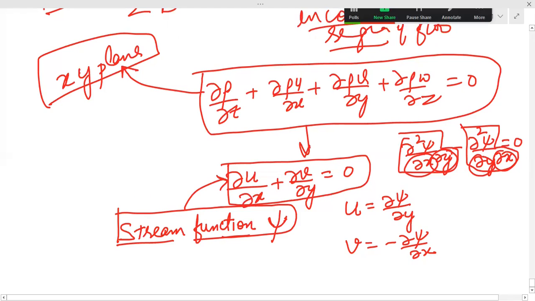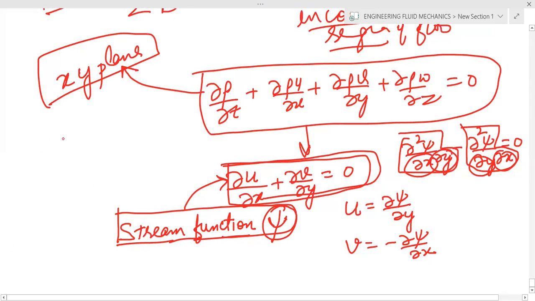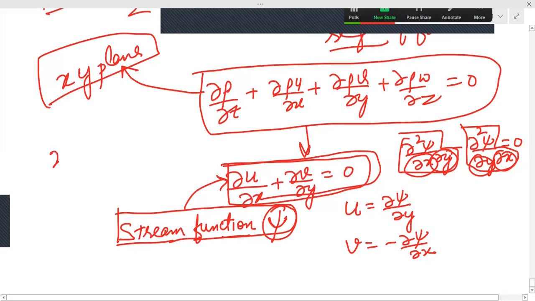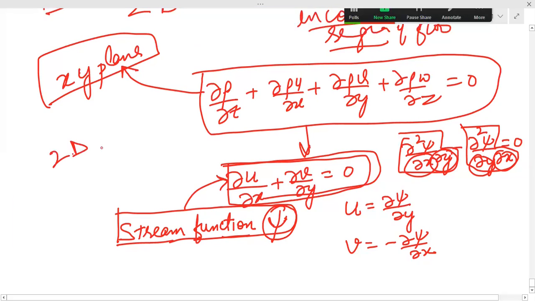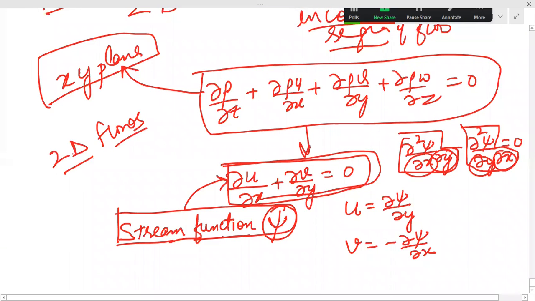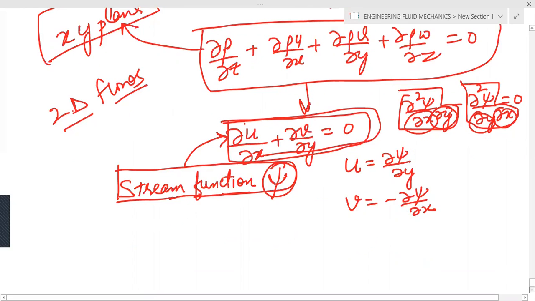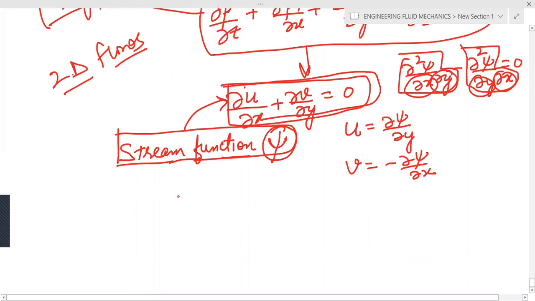That is the same thing. So the definition of stream function comes from the continuity equation, and this is called the stream function. So please remember, stream function is defined for two-dimensional flows, and it has come from the continuity equation. Is that clear?